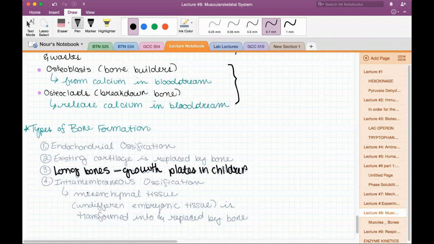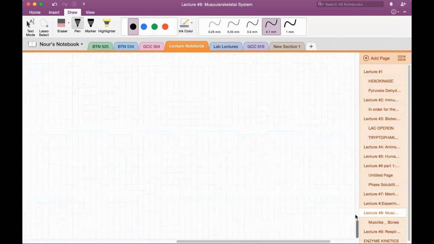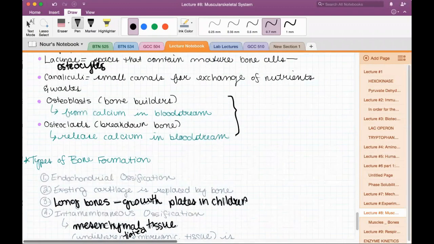Intramembranous ossification. It has to do with mesenchymal tissue, and I'll talk about this eventually, maybe when I go over cell differentiation and reproduction. So mesenchymal tissue is basically undifferentiated embryonic tissue. This is tissue whose fate hasn't been determined, right? When this tissue is transformed and replaced by bone, that's another way of making bone. And that is my lecture for the musculoskeletal system. Do you have any questions?